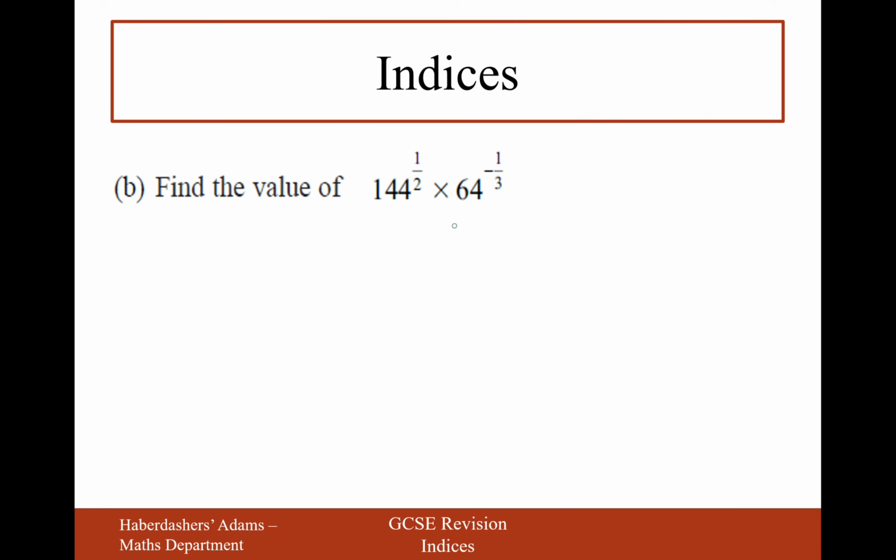Okay, so let's do each of these individually and then we'll multiply together at the end. The power of a half is a square root, so that means the square root of 144 is 12. For this question here, it's going to be a negative power, so that would be 1 over the cube root of 64, which would be 4. So 12 times 1 over 4 is 3. So the answer here is 3.